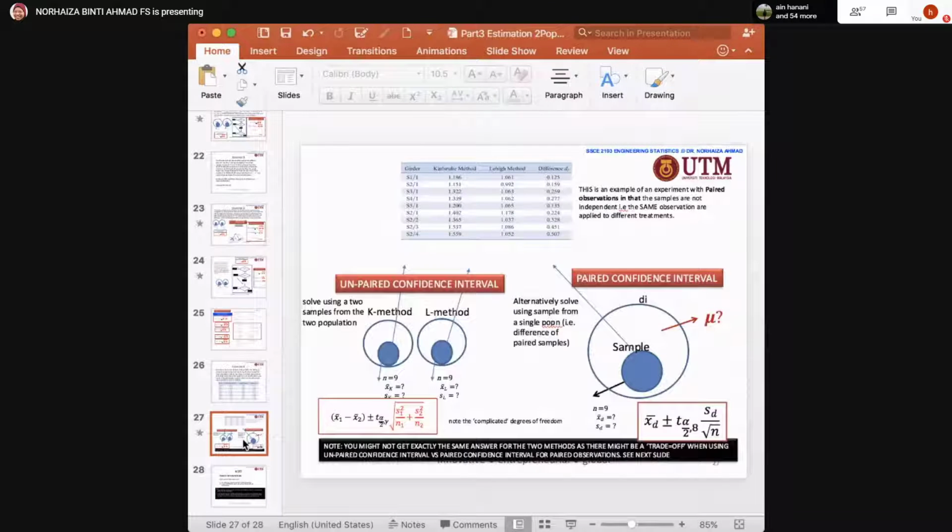So both of them can be used, but it's more efficient to use a paired confidence interval. But for the exam, both of them can be used as well, because we're not going to stress on the paired or the unpaired observations. Do you have any questions so far?